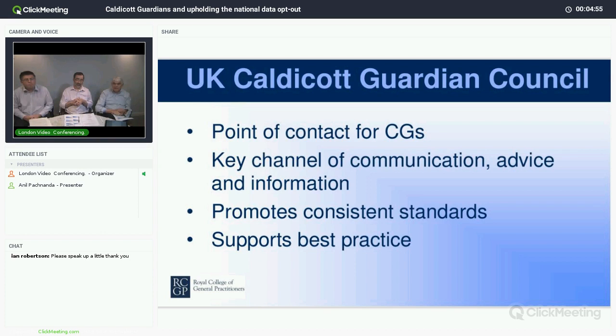We promote consistent standards. We've produced a manual for Caldicott Guardians, which is available on our website, and we are here to support best practice in maintaining confidentiality and information sharing.